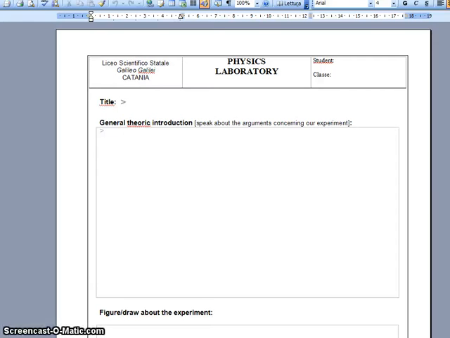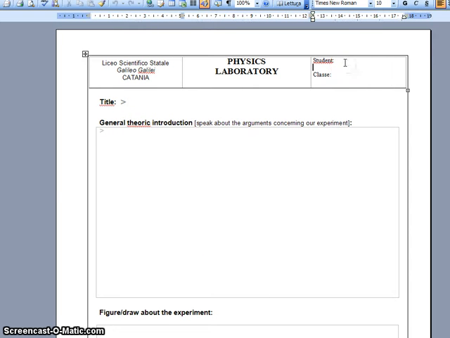We want to speak about writing the report about the last experiment we performed in the laboratory. As you know, you have to write the title and the other topics on this form.